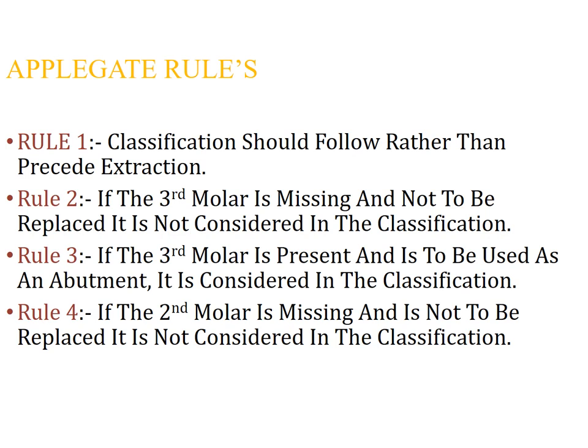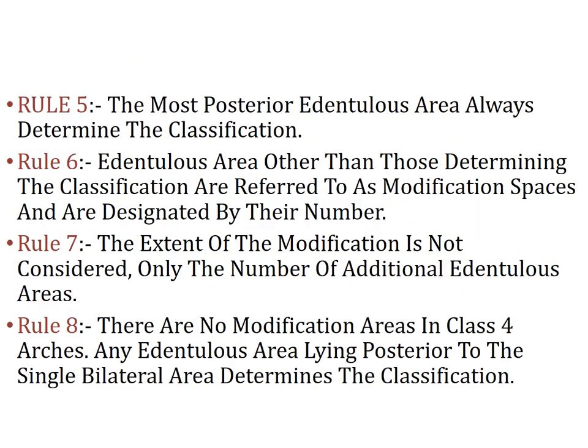In that case, if you have a third molar present in a Kennedy's class 1 situation, you cannot call it a Kennedy's class 1, it will become a Kennedy's class 3. Rule number 4 is if a second molar is missing and not to be replaced, you do not consider it in the classification. So now coming to rule number 5, the most posterior edentulous area will always determine the classification.